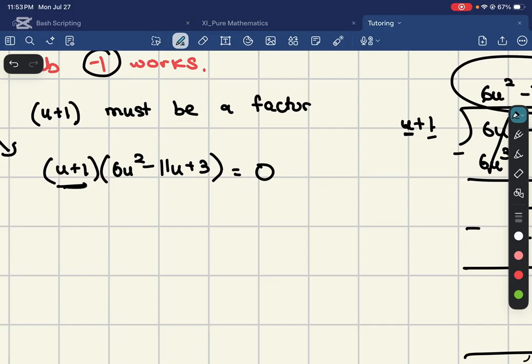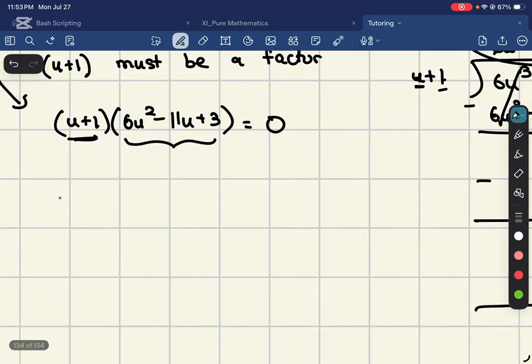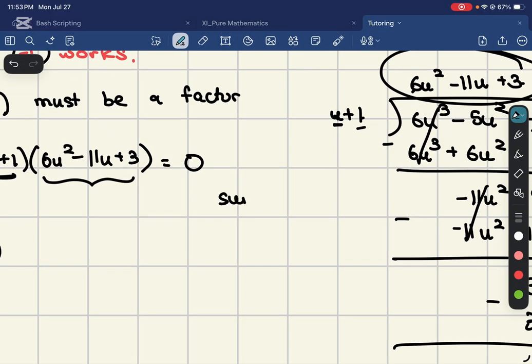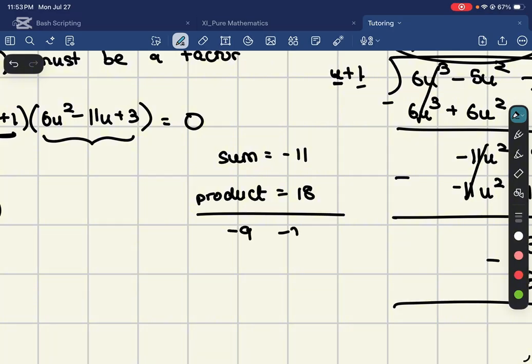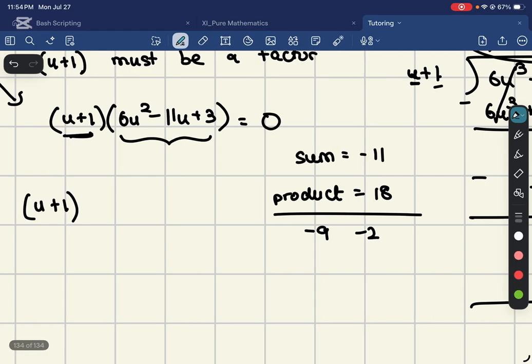So now that we have this piece of information, let's see if we can factorize this further. This is a quadratic equation, and we know how to factorize these ones. All right. So what is the sum? The sum is negative 11. What is the product? 6 times 3, that is 18. So let's think of two numbers. Well, 9 times 2 is 18, negative 9 times negative 2 is positive 18, and then the sum is negative 11. So we can write our middle term as 6u squared minus 2u minus 9u plus 3.